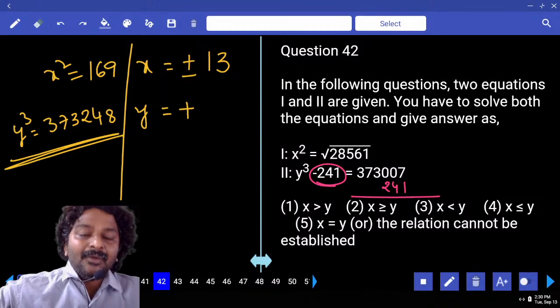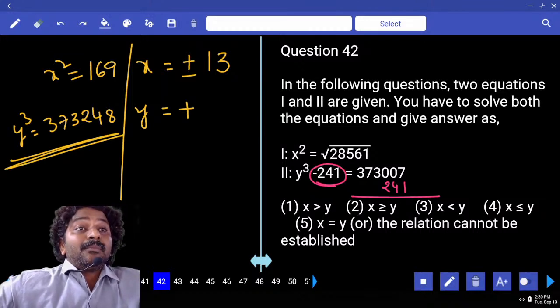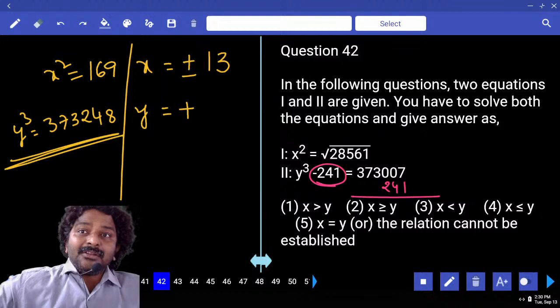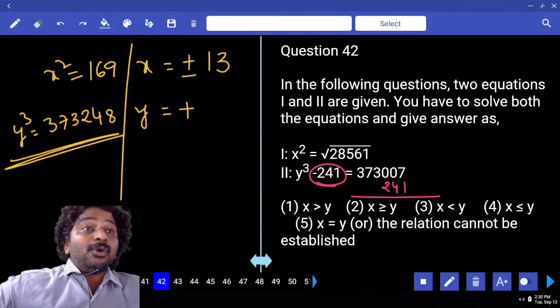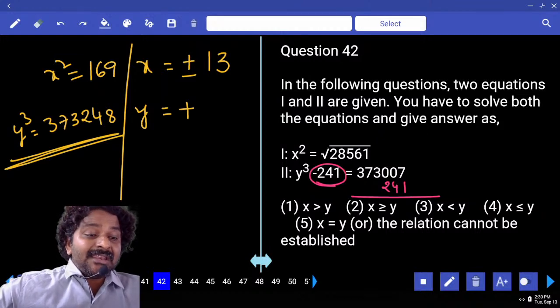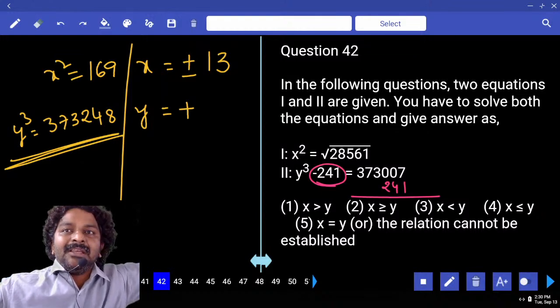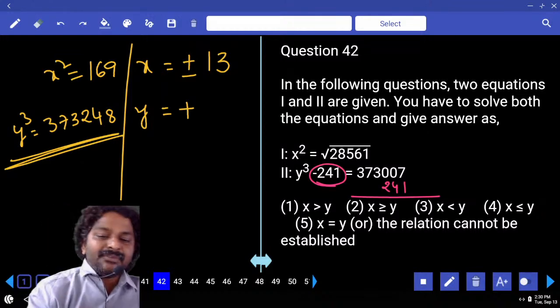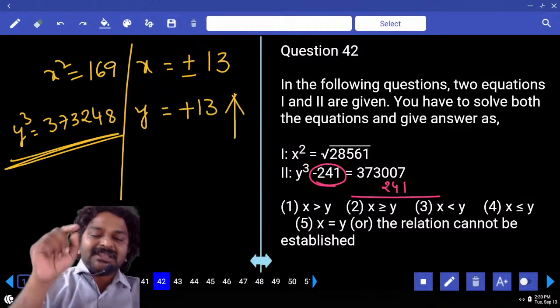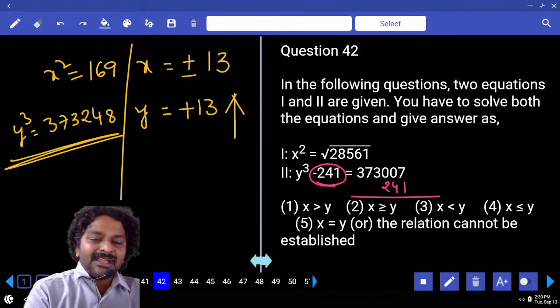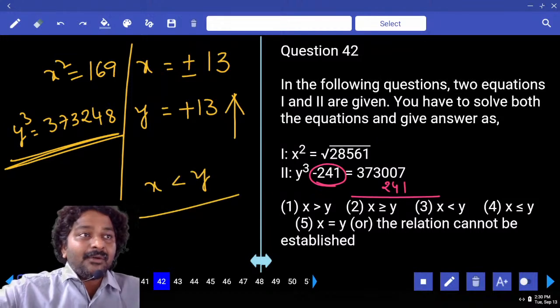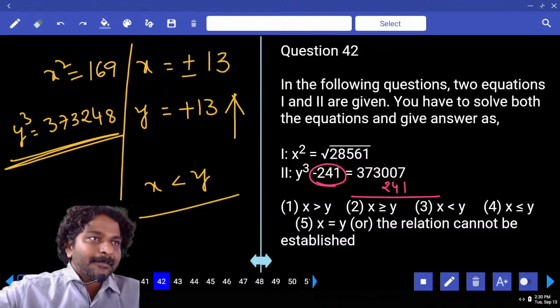Correct? What is 13 cube? You already know 13 cube, right? 2197. But our number is much more than 13 cube value. So we can definitely say y value is more than 13. We are done with the answer. X is less than y. You don't have to actually calculate the number.